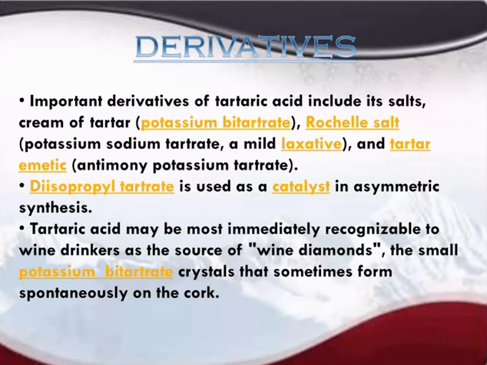Now derivatives. Important derivatives of tartaric acid include its salts: cream of tartar, potassium bitartrate; Rochelle salt, potassium sodium tartrate, a mild laxative; and tartar emetic, antimony potassium tartrate. Diisopropyl tartrate is used as a catalyst in asymmetric synthesis. Tartaric acid may be most immediately recognizable to wine drinkers as a source of wine diamonds, the small potassium bitartrate crystals that sometimes form spontaneously on the cork.